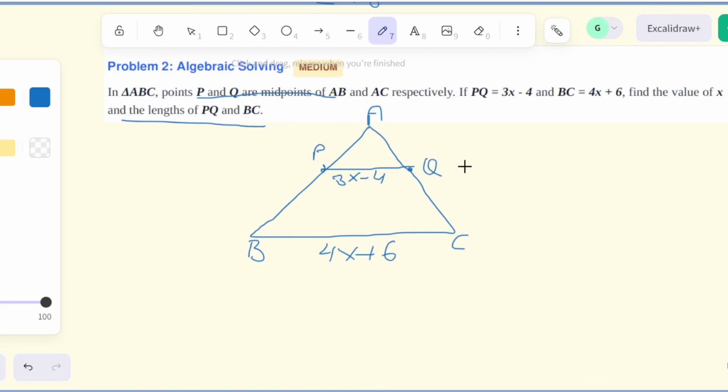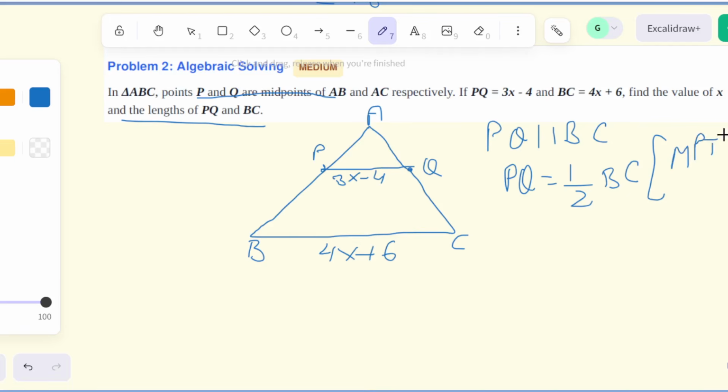If P and Q are the midpoints, can we say that PQ is parallel to BC? And PQ will be equal to half of BC as per the midpoint theorem. Yes, they are parallel, because P and Q are the midpoints of these two sides of a triangle. These sides will be parallel, because that's what the midpoint theorem says.